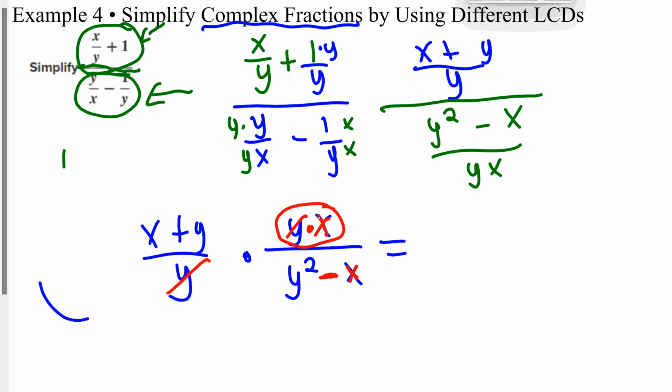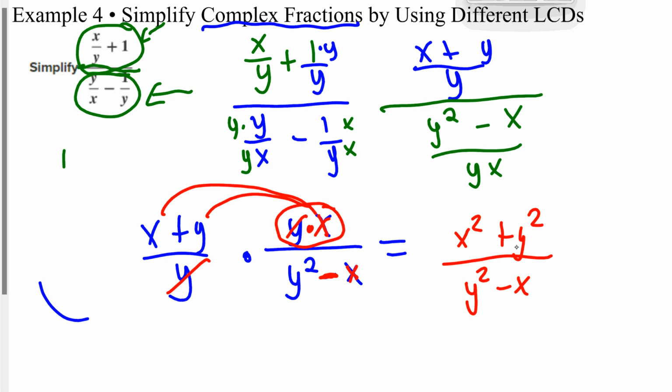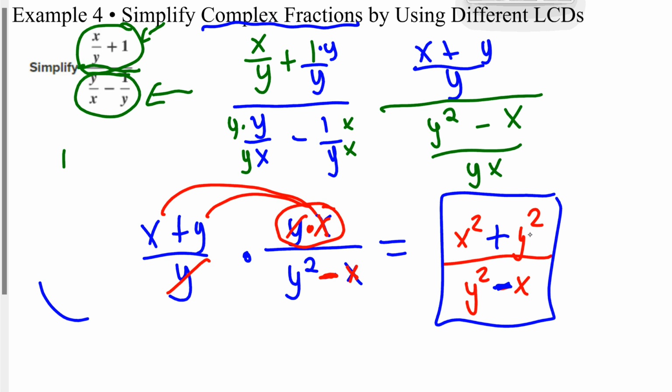Okay, so now I'm just going to take this x and multiply it by these two, so I get an x squared plus y squared over y squared minus x squared. Now again, I cannot cancel these y squareds because this is addition and this is subtraction. If this was being multiplied and this was being multiplied, then I could cancel them. They would both have to be multiplied, but this is addition and this is subtraction, so that is my final answer. I can't do anything else other than that.